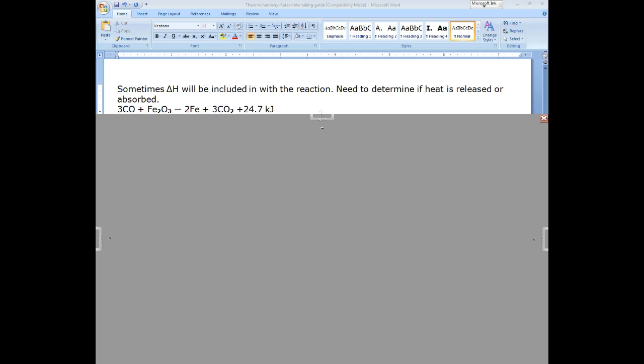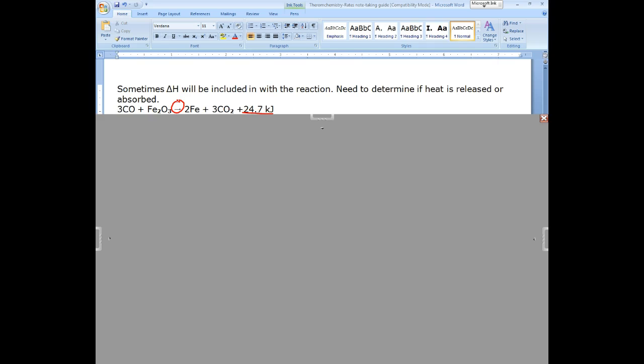Heat is going to be either a number or the word heat in the reaction. So you can see it right there, that 24.1 kilojoules. It might also be in joules. Or it could, again, it could just be the word heat. And we have to remember how to read the symbol that is the arrow. That arrow is a symbol for produces, yields, or forms.